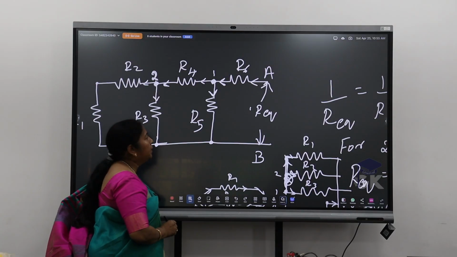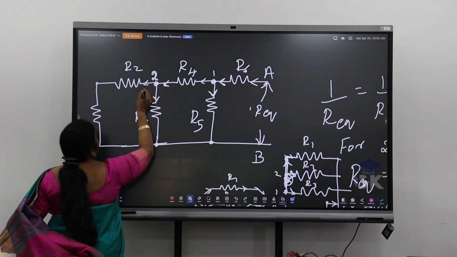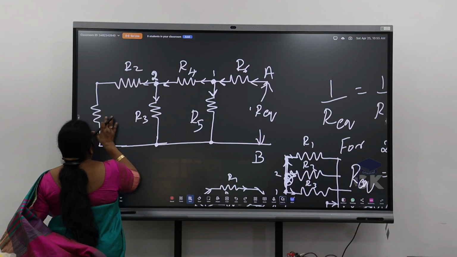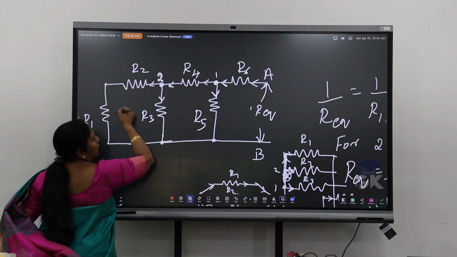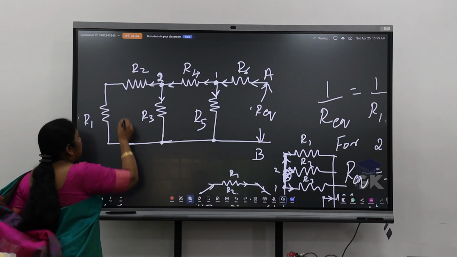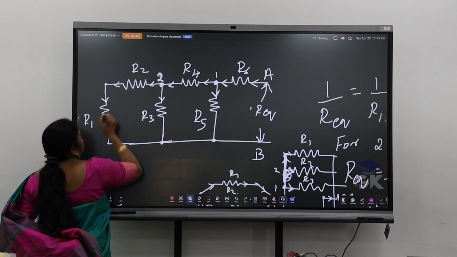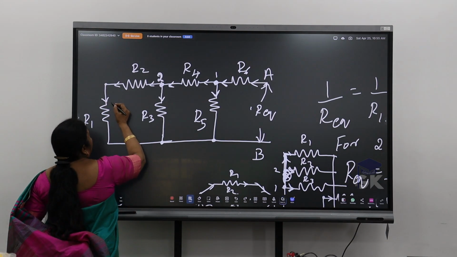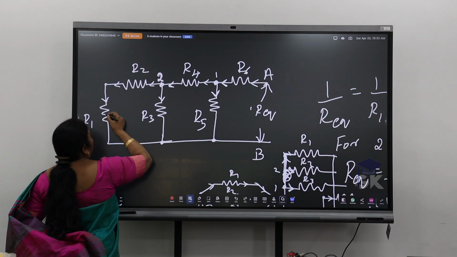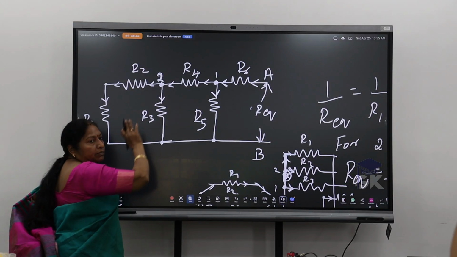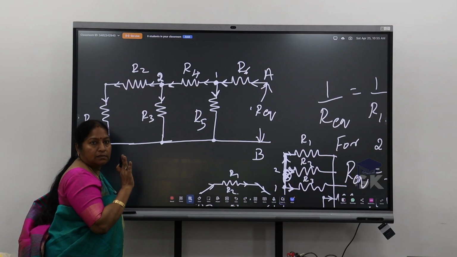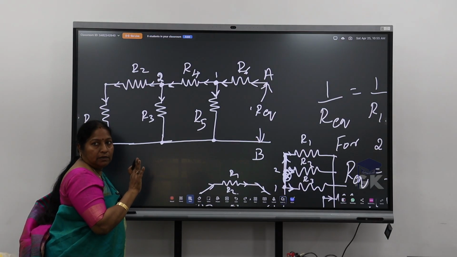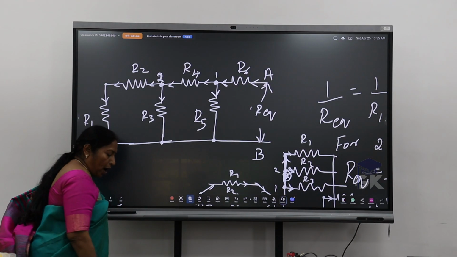Correct? Okay? And now this is R1. You can see that R1 and R2 are in series. Is there any branch division here? No. So that means you can see that the current flowing through R1 and R2 is same. Therefore, I consider R1 and R2 are in series. Got it? Start from point A and then slowly move on.